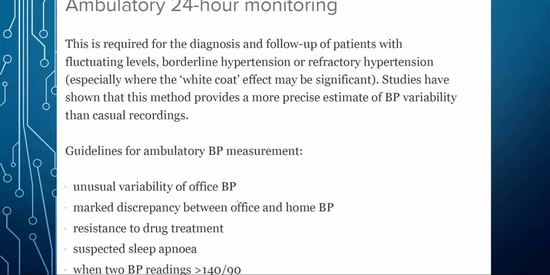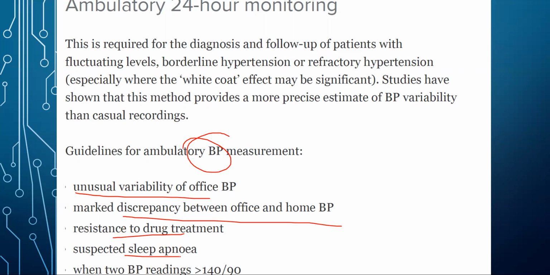Remember, this is not the same as Holter monitoring. In ambulatory BP monitoring, the only thing that you check is the blood pressure. But in Holter monitoring, you are checking the heart rhythm mainly. So it's different. What is the indication for ambulatory BP measurement? If there is unusual variability in the office blood pressure, marked discrepancy between home and office BP, refractory hypertension, suspected sleep apnea patient. This patient usually will go for an ambulatory BP monitoring.